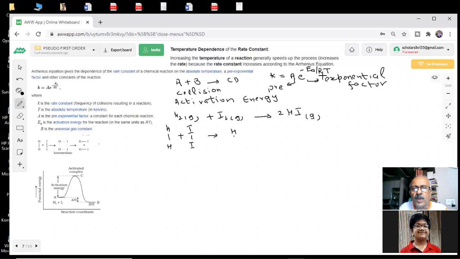This bond is breaking, the I–I bond and the H–H bond. And here the formation of a new bond has started, students. So here is an intermediate. The reaction will go through an intermediate. Interesting. We are talking of intermediates in kinetics now. And this is a type of activated complex, students.